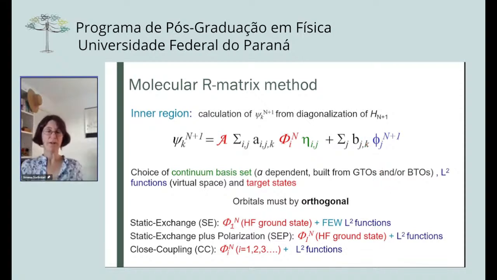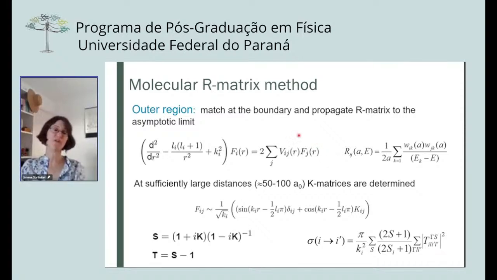Now, in the outer region, the problem is much simpler. What one is reduced to do is to solve a set of coupled differential equations to get the radial function. And one does that using the R matrix, as I explained before, at the boundary as an initial condition. And then once you've got these radial functions, asymptotically, you can match them to known solutions of the problem, to a known form. And that form is given in terms of the K matrices. The K matrices are the scattering data that contain all of the scattering information, and from which one can get cross sections and all other information about the scattering.